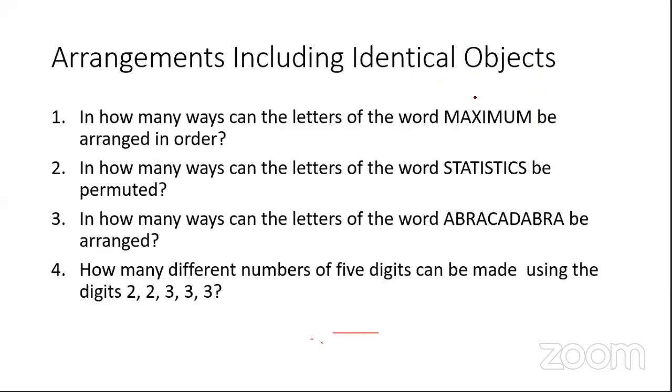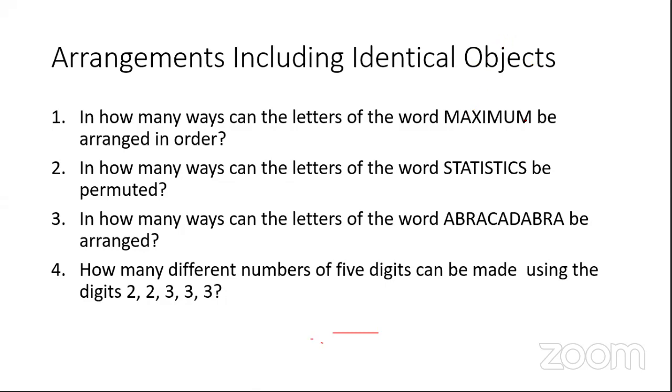So, arrangements including identical objects. If you look at the ones we have done, we have not actually talked about identical ones. In how many ways can the letters of the word MAXIMUM be arranged in order? 7 permutation 5. Okay, 7 permutation 5.